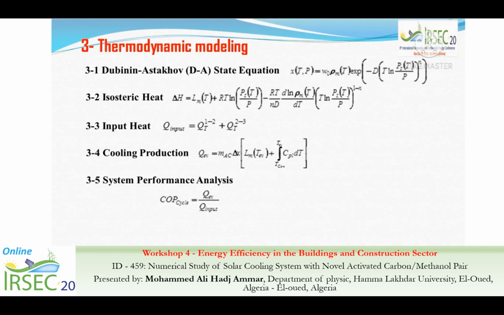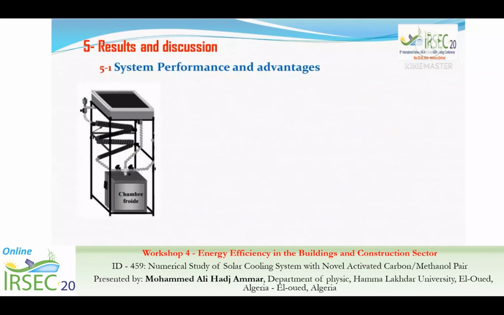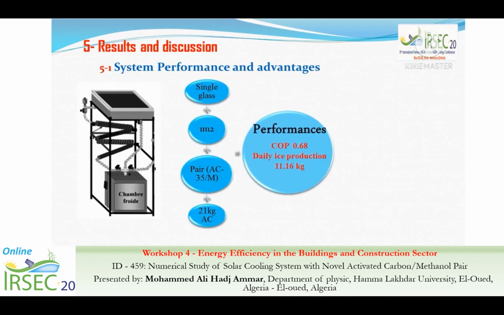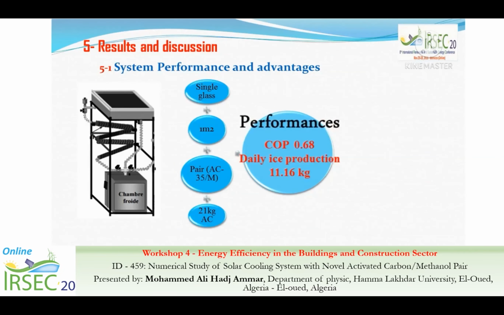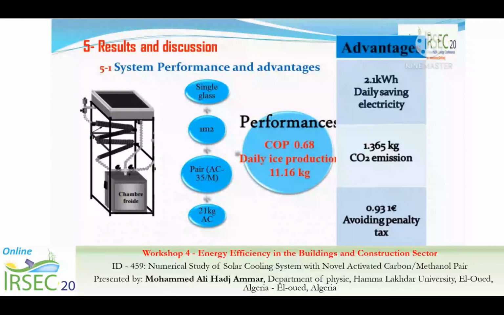As illustrated in the table, the proposed thermodynamic model of the system has been validated. Accordingly, it is found that the system COP is 0.68 and the total daily ice production is 1116 kilograms. As well, the advantages of the system compared to a no solar cooling system are the electrical daily saving and avoiding CO2 emission. Moreover, as illustrated in the figure and table, the activated carbon based on stone coal should be chosen rather than the other activated carbon tubes for system performance.